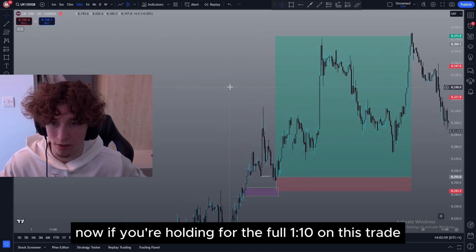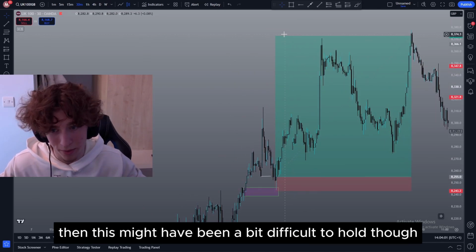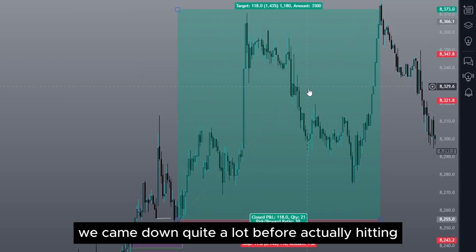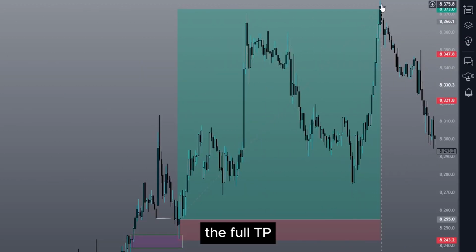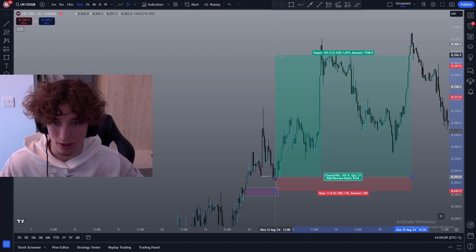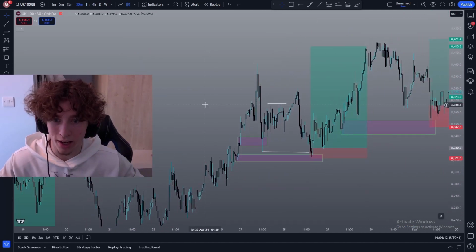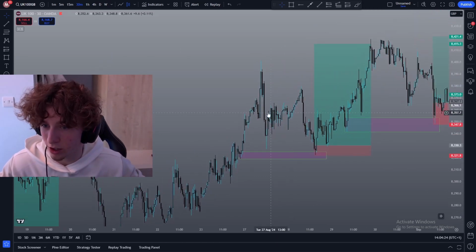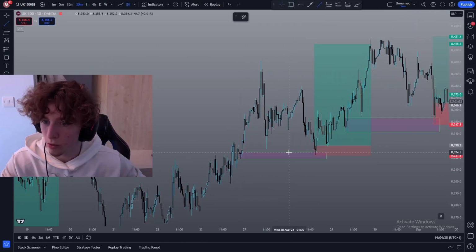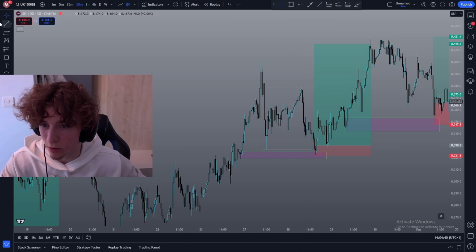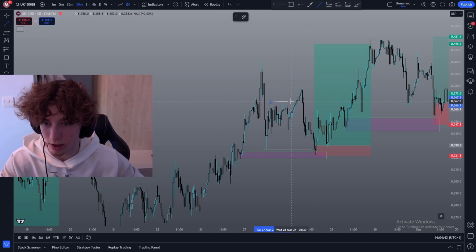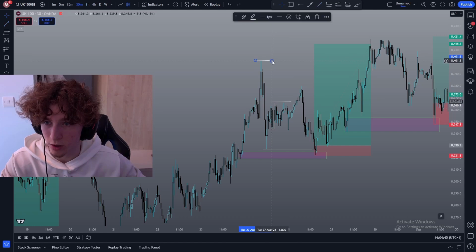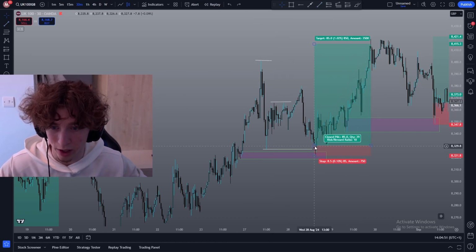Now, if you're holding for the full 1 to 10 on this trade, then this might have been a bit difficult to hold through because obviously we came down quite a lot before actually hitting the full TP. But obviously, you don't have to go for the full 1 to 10. You can go for anything less. We then had this trade literally like, what, 2 weeks later? I talked about this in my last video, but we had the 1 candle liquidity right here. We also had this level of liquidity right here, which was quite nice because we broke its own high right here. Unfortunately, we didn't break this one. But yeah, this also hit a 1 to 10 off the break of candle entry.